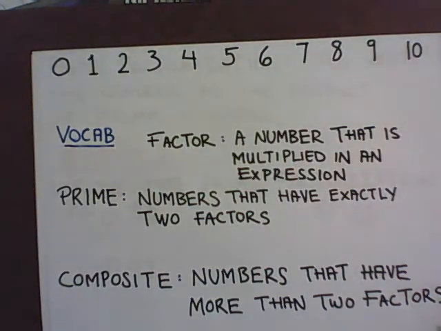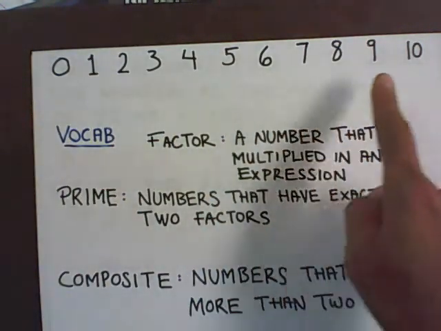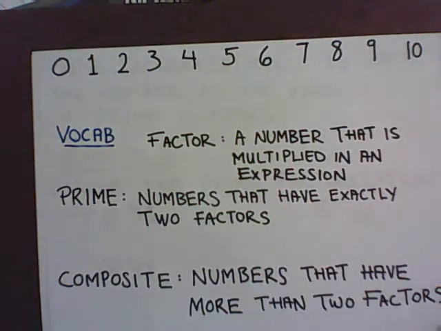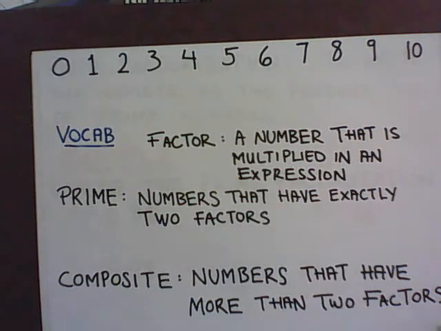So here we go. This section is called number patterns, prime factorization. I have a set of numbers up here from 0 to 10, and we need to learn some vocab. There's about 4 of them that we want to go over. Factor means a number that is multiplied in an expression.